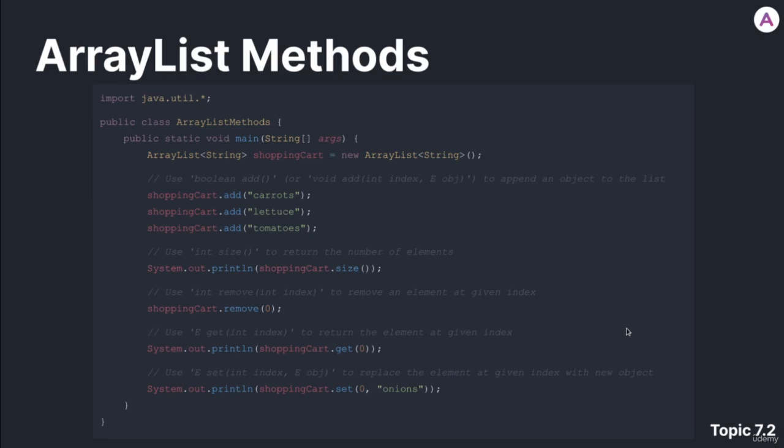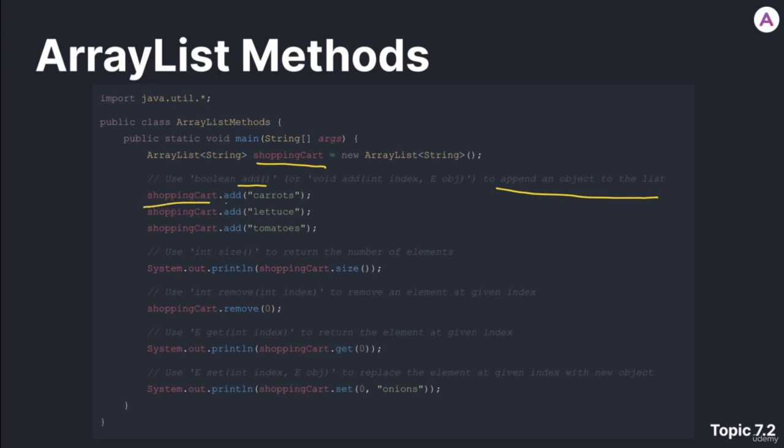Let's look at methods with array lists. Here I have the identical shopping cart array list that I created last time, which is an array list of strings. And we can see the first method is the add method, which is used to append an object to an array list.